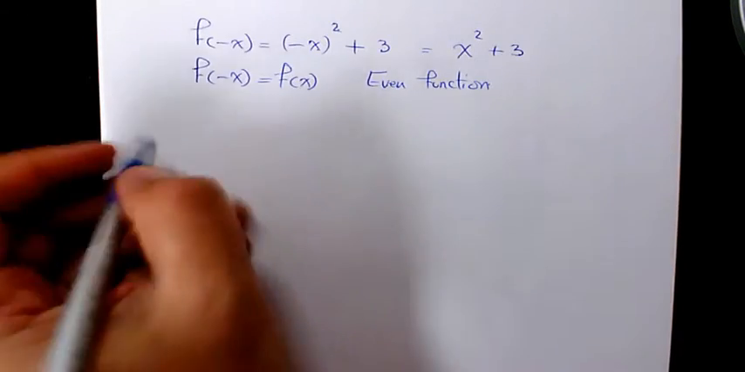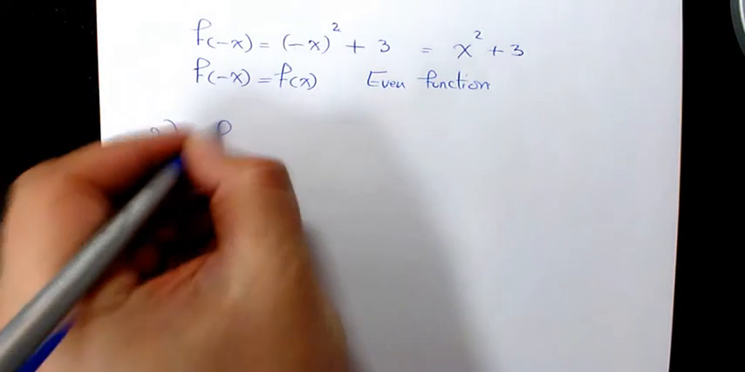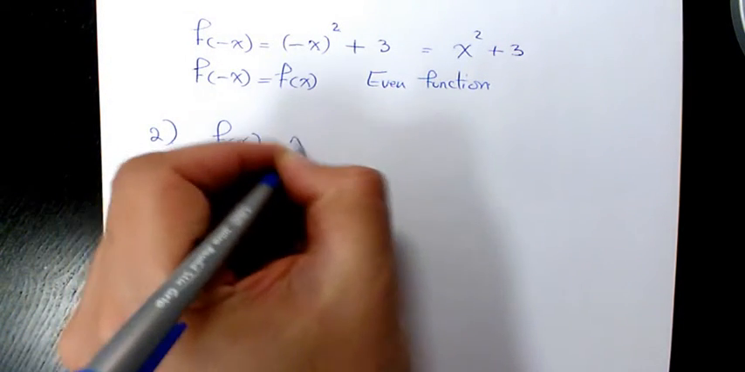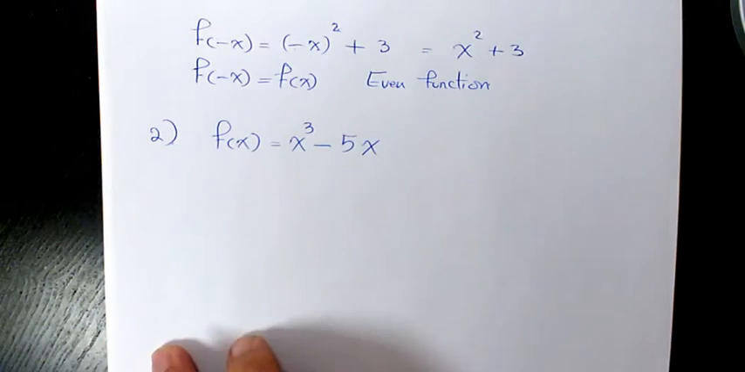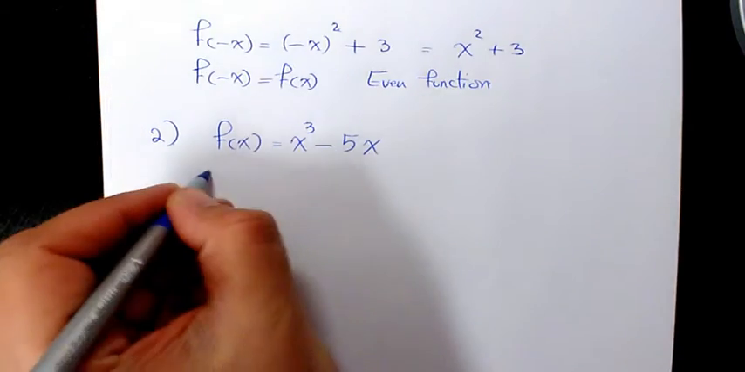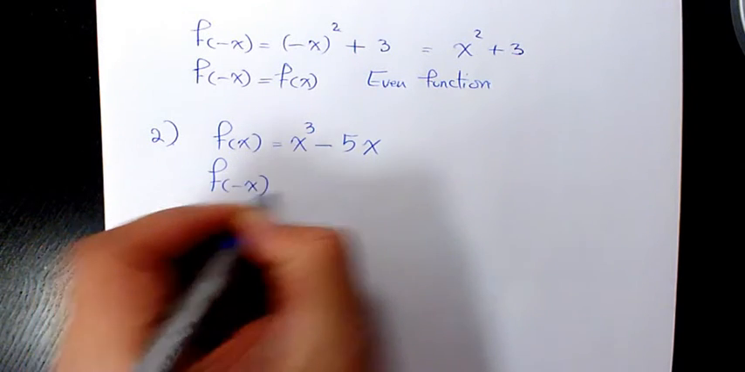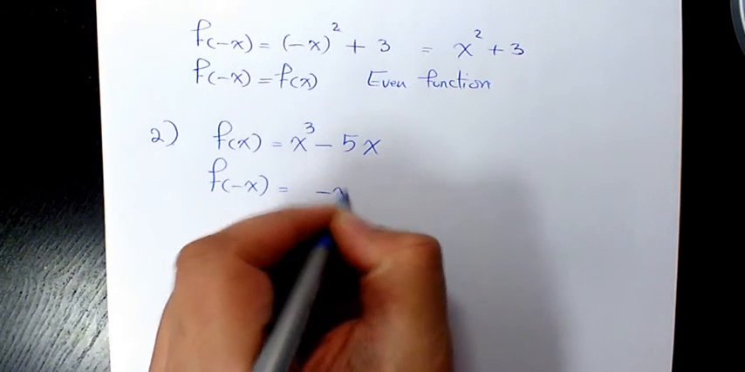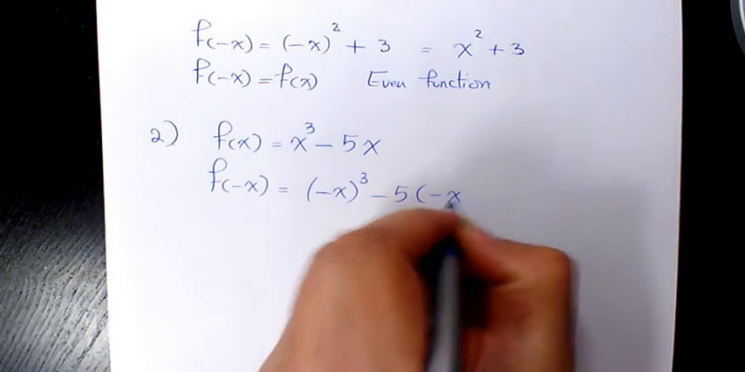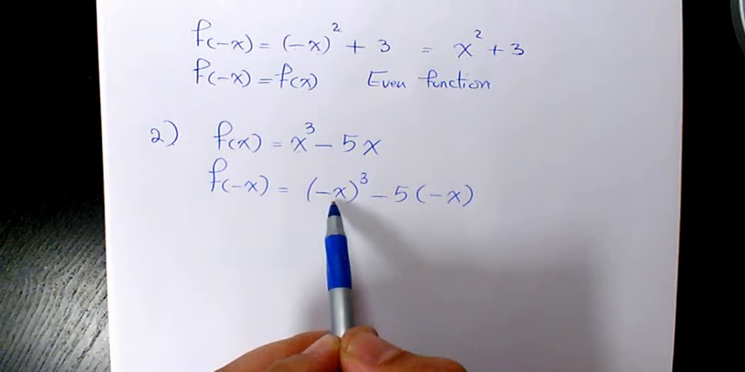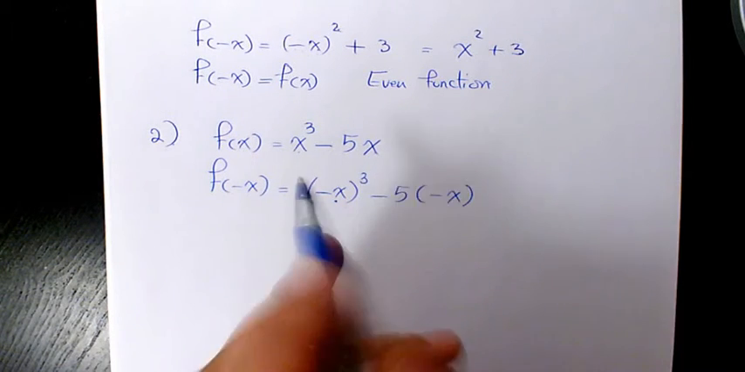Second example. f of x equals x cubed minus 5x. Just going to find f of negative x. So negative x to the power of 3 minus 5 times negative x. As you see here, instead of x, I just put negative x, negative x.